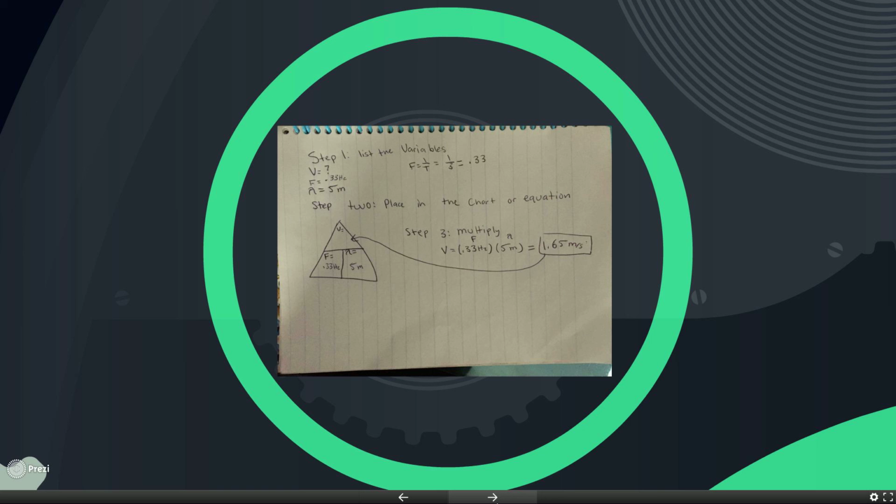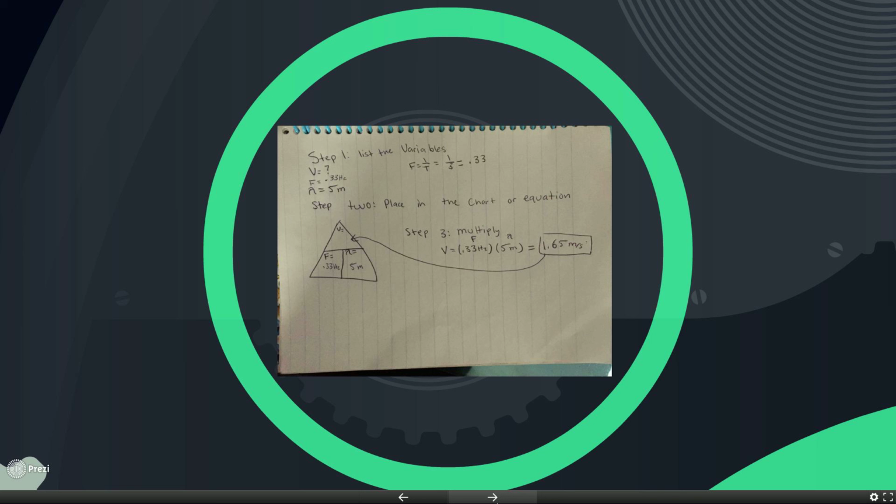Step 1, list the variables. So we have V as a question mark right now because that's what we're looking for. And on the third variable, lambda, we have 5 meters because that was the wavelength. For frequency, it gets a little confusing, maybe because it doesn't give you the frequency, but it gives you the periodic time, which was 3 seconds. As we saw in the frequency slide, we can convert the periodic time into frequency by putting 1 over T. And since T equals 3 seconds, frequency equals 1 over 3. And once you plug this into the calculator, it equals 0.33.